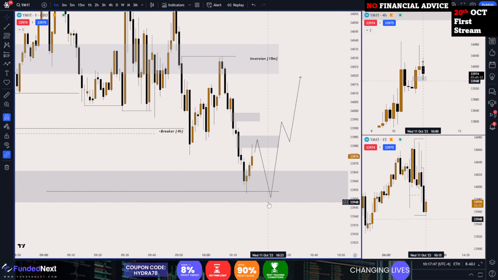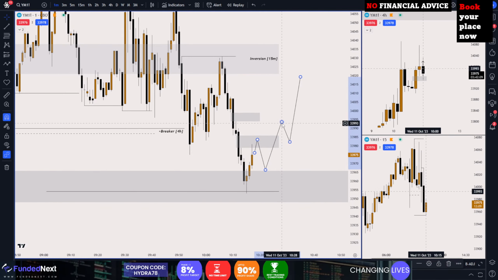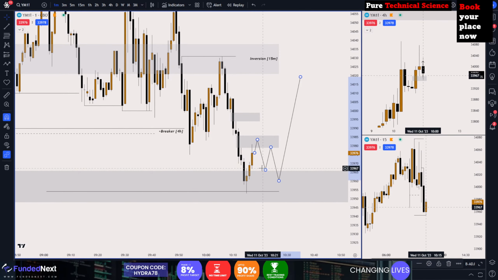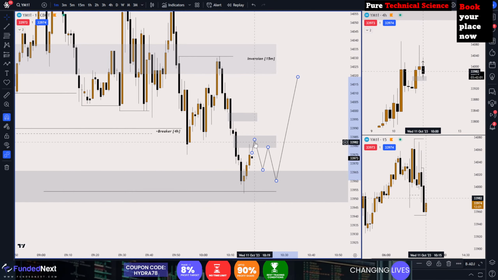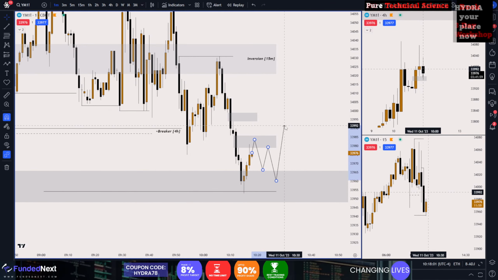There's another. Price can make a low here, right? It can do a little bit of choppiness here, then go below this low. As soon as price goes below this low, not below this low, it has a breaker here. So I will expect to see price coming up, hitting this breaker, and expanding higher.